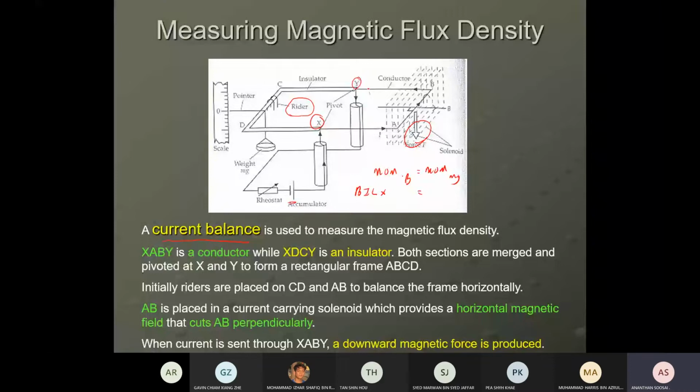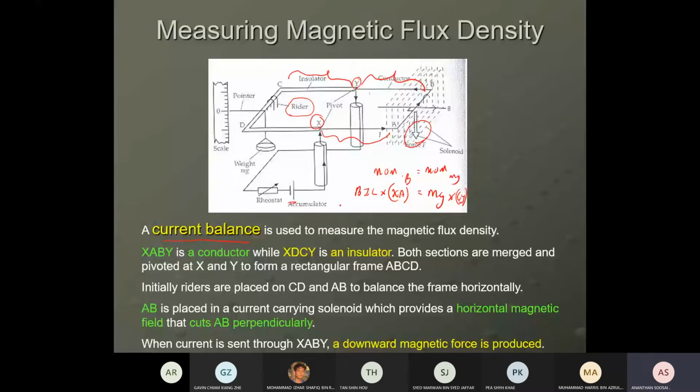In this case, where's the perpendicular distance? The X to B. Sorry, the Y to B, or you can say X to A. This is your perpendicular distance. So BIL times XA should be equal to mg times which distance? The distance between C and Y.